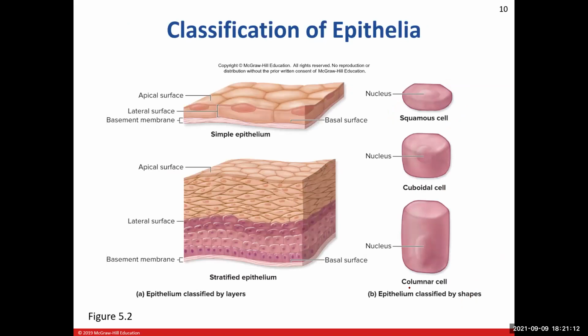All right, so here's that picture that we saw before, okay? And just to remind you, when we're dealing with stratified epithelium, when we're naming it, we're always naming it for the cells at the apical surface, what they look like. It doesn't matter what the basal surface looks like. Okay, it's always apical.